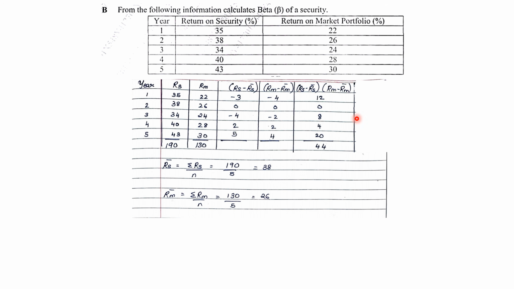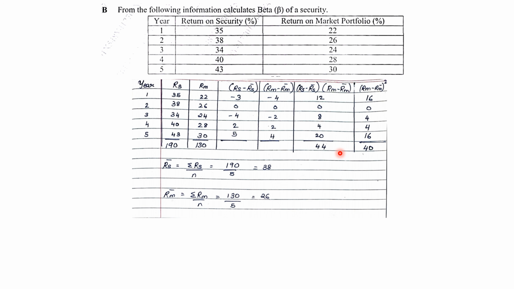And last, we need RM minus RM bar the whole square. So negative 4 squared is 16. 0 squared is 0, negative 2 squared is 4, 2 squared is 4 and 4 squared is 16. You add up, and we get the value as 40. So these are the two columns that you require.